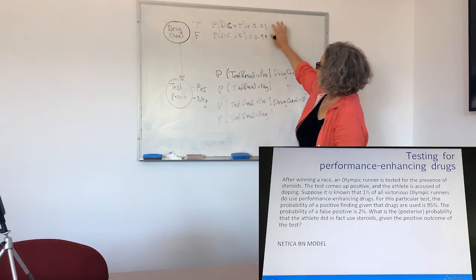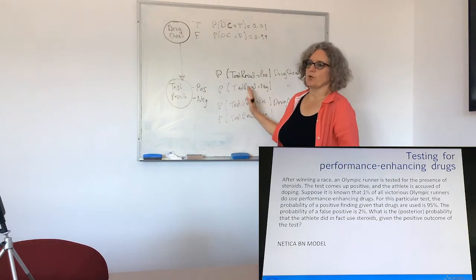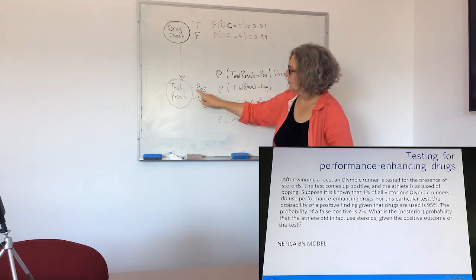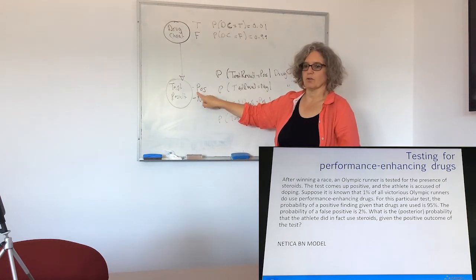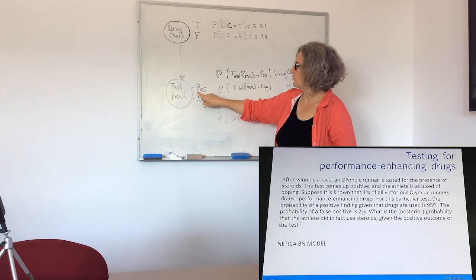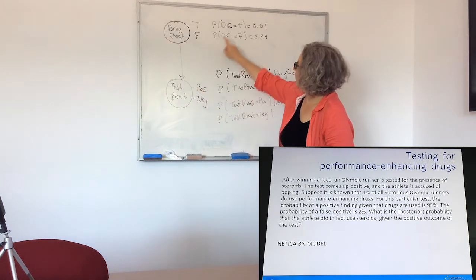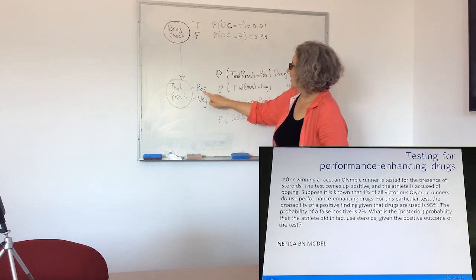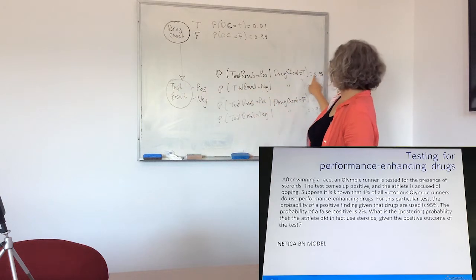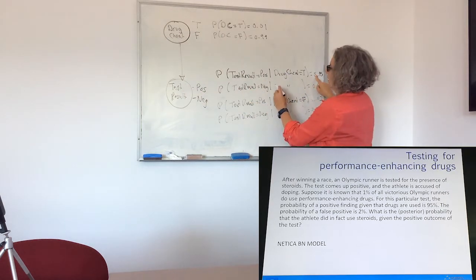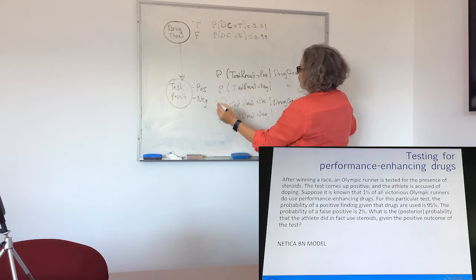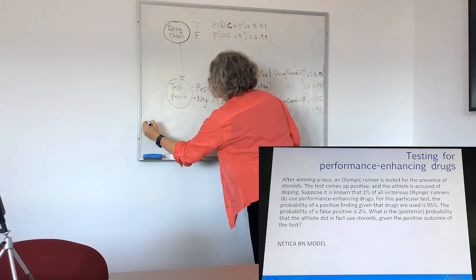At the start, this is our priors. Before you find out anything, you can work out the probability of getting a positive test result. How can you get a positive test result? You can get a positive test result if you were a drug cheat, and use this one. So you get a positive test result right here.